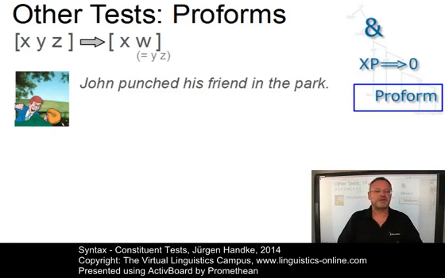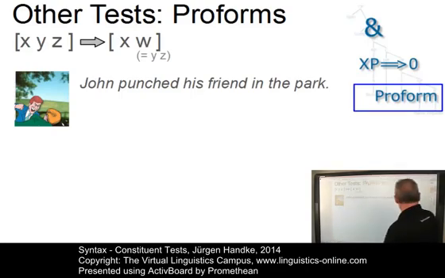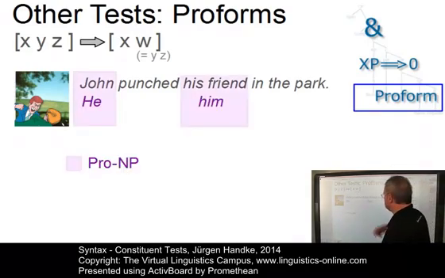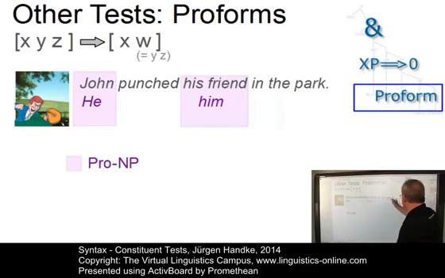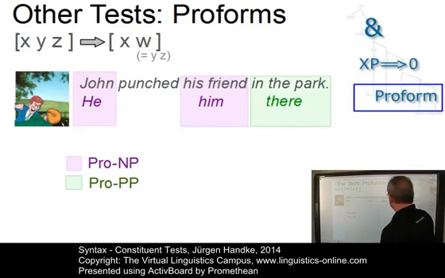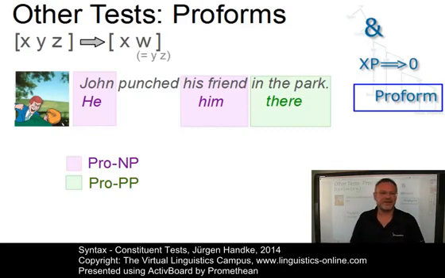Let's now apply the proform test. Here are the pronouns. John can be replaced by "he" and "his friend" can be replaced by "him", so they're both constituents. Or take "in the park". "In the park" can be replaced by "there". So "in the park" is a constituent. In fact, we call it a prepositional phrase. "There" is a prepositional phrase form, and "in the park" is a prepositional phrase.